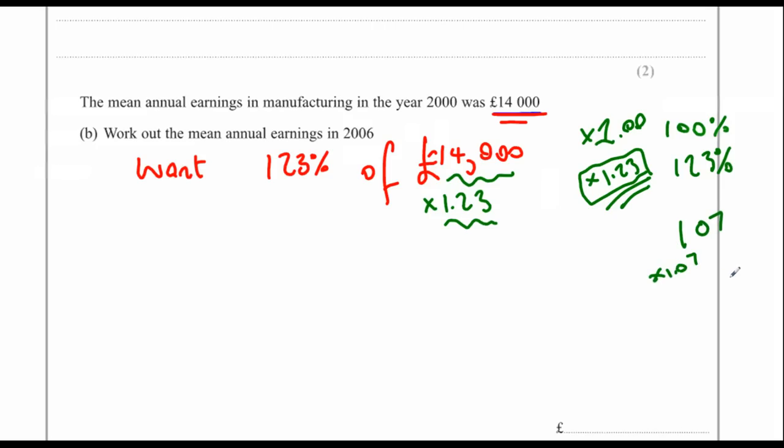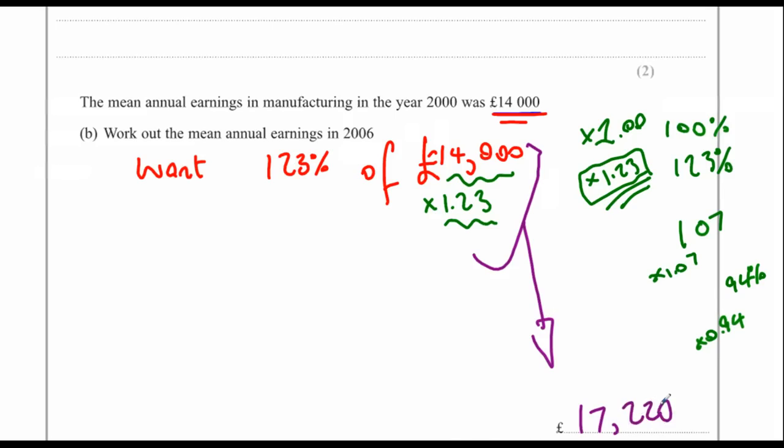If you wanted to find 107%, you'd times by 1.07. If you want to find 94%, you times by 0.94. We could go on forever. Okay, that's how it works. That's how good maths is. So on our calculator, let's do 14,000 times by 1.23. And we get 17,220. And that is your answer.